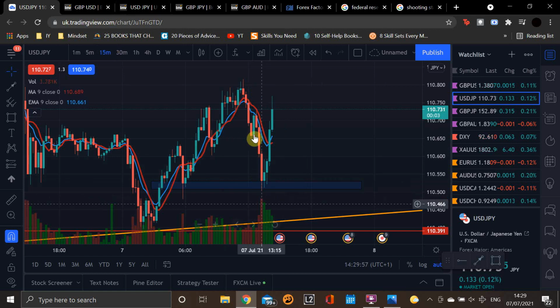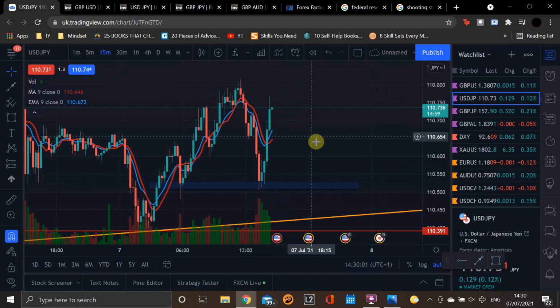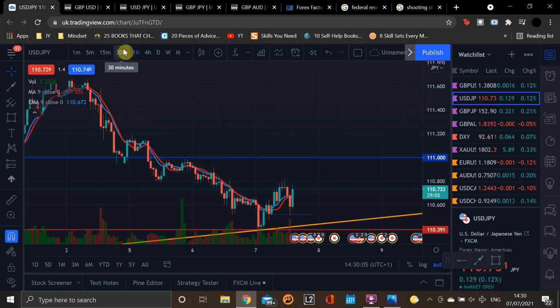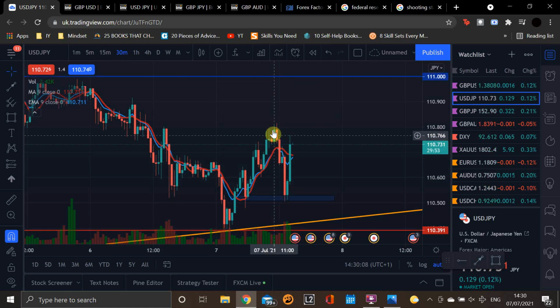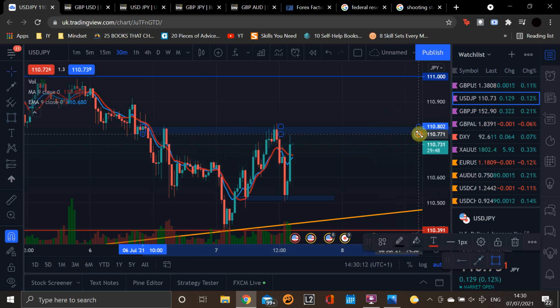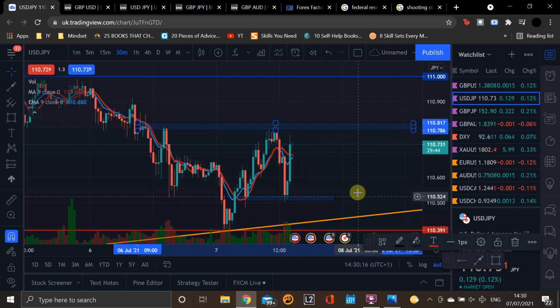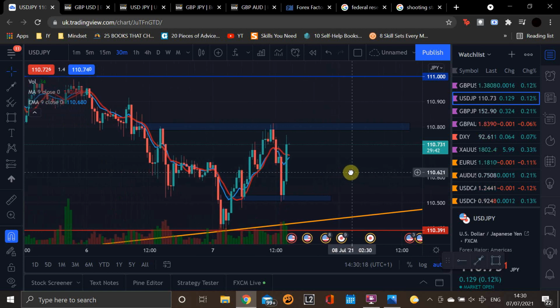So it bounced off this area here. This is at 130. What are we looking at actually? So it bounced off this area. There's a resistance point that it made here. Slight resistance point, right there.